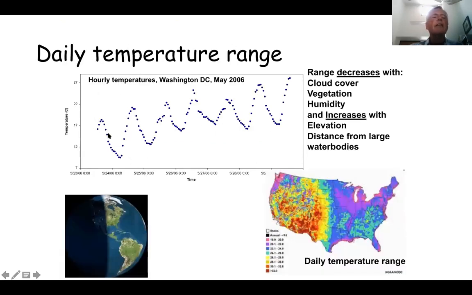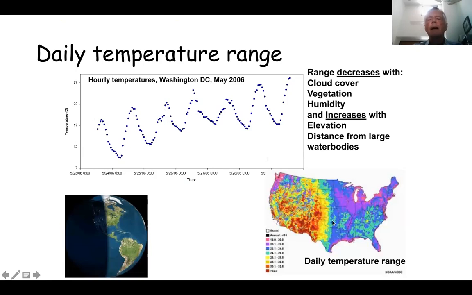So the daily variation in temperature is pretty obvious. During the daytime, when the sun is shining, it gets warmer. During the nighttime, when the sun is behind the Earth, it gets cooler. And we see this typical pattern of warm during the day, cool during the evening, warm during the day, cool during the evening. But it's not the same. The daily temperature variation is not the same everywhere.